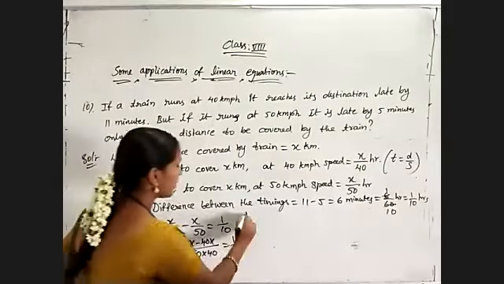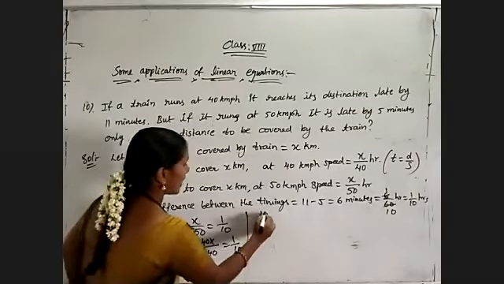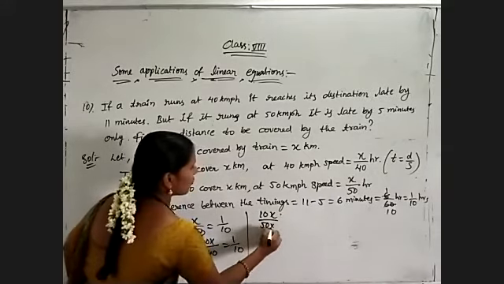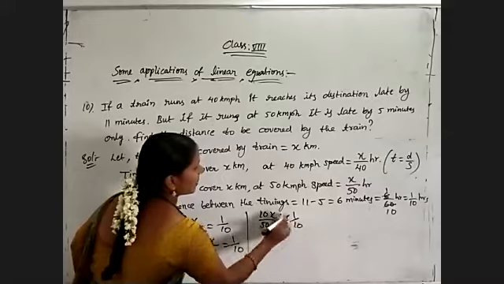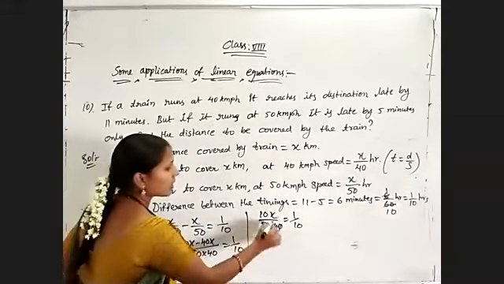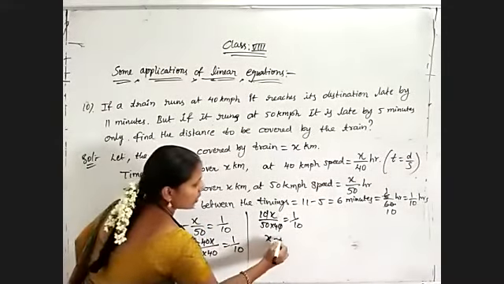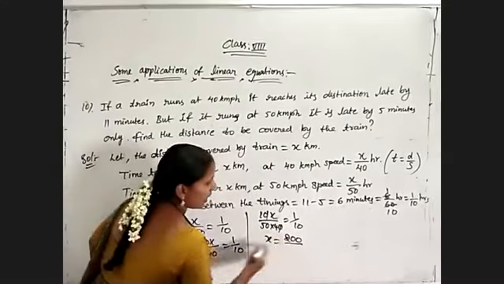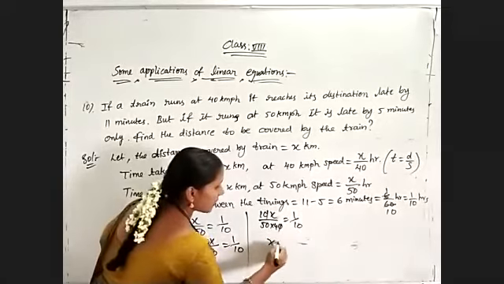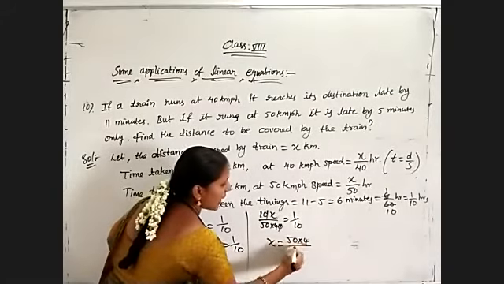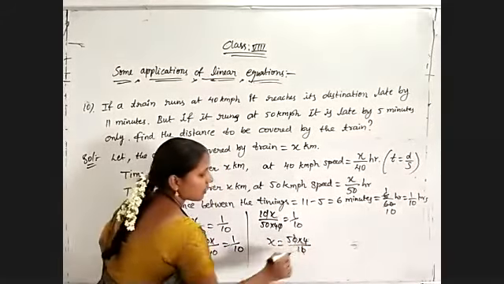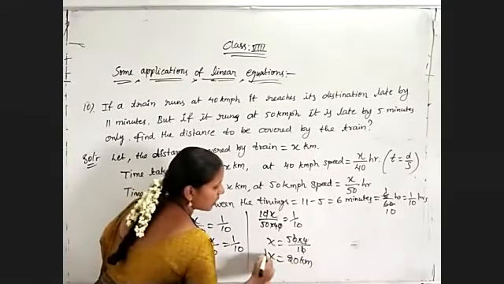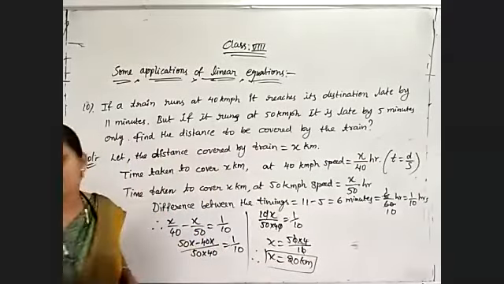So what we will get? 50 minus 40 is 10x. So 10x by 50 into 40 is equal to 1 by 10. Okay, and this 0 will get cancelled. x is equal to 50 into 40 by 10. The 0 will get cancelled, so x is equal to 5 fours are 20 kilometers. Therefore, the total distance covered by the train is equal to 20 kilometers.